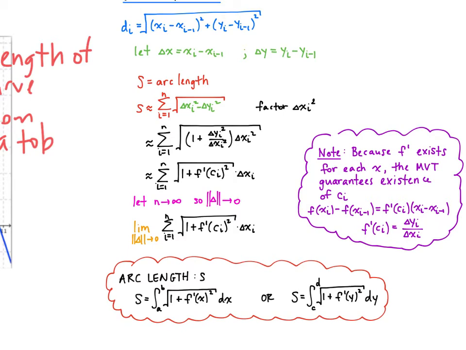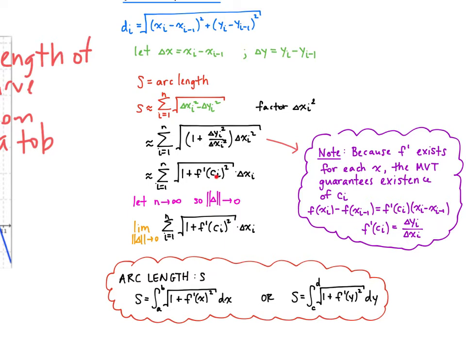All right, well, one thing that we need to note moving over to the side really quickly is that because f prime exists for each x, so the derivative exists, the mean value theorem guarantees existence of some value c within that interval. Okay, so remember that aspect. So we can go ahead and say that f prime of ci is really delta yi over delta xi. So that's that slope, right? It's the slope between those points.